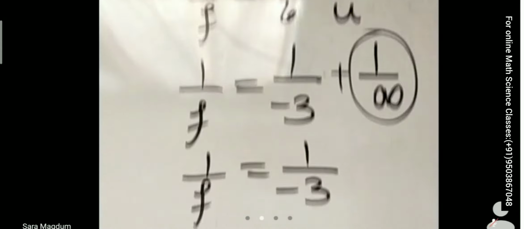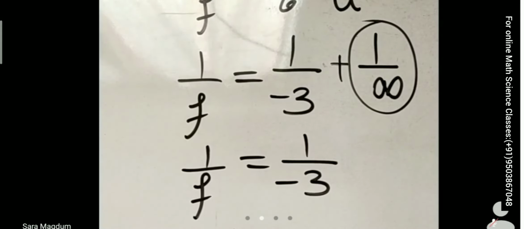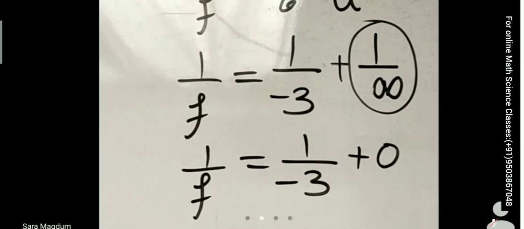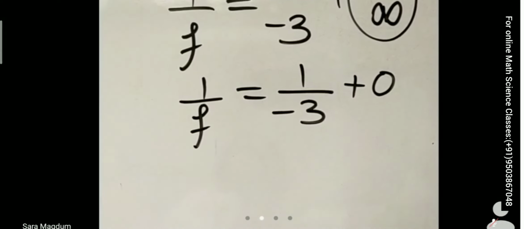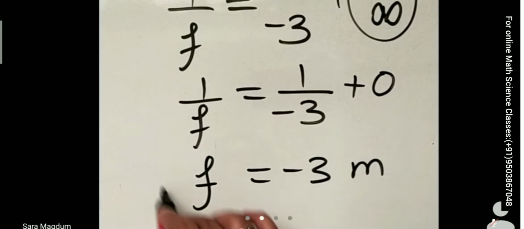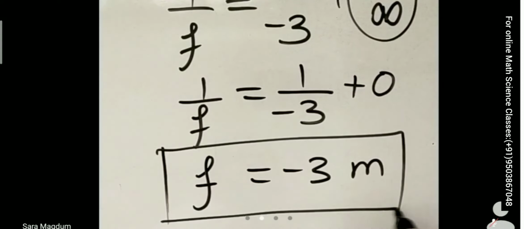Yes, I will repeat again. So 1 upon f is equal to 1 upon minus 3, because that is the 0. I am going to write here this value is 0. Now we will take reciprocals of both the numbers, and after taking reciprocals you will get the value of f. So what will it be? f is equal to minus 3 meter. So in this case the required value of focal length is minus 3 meter.